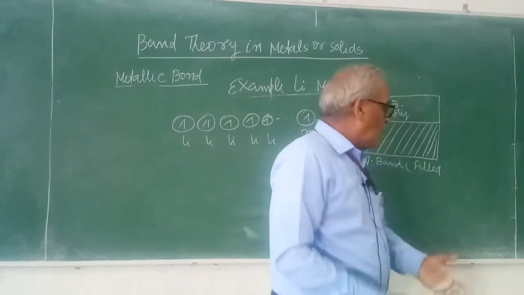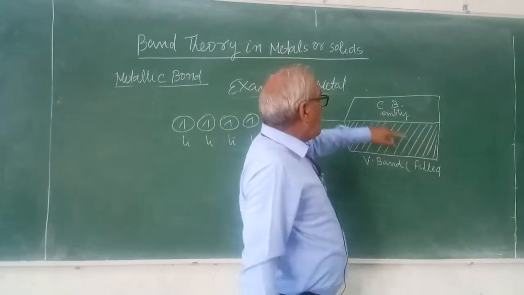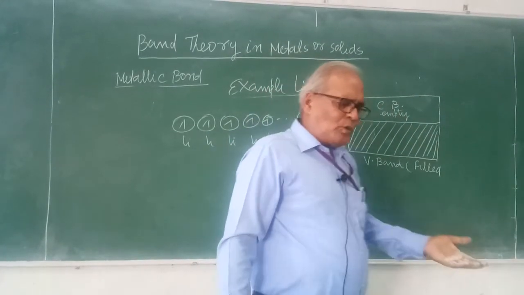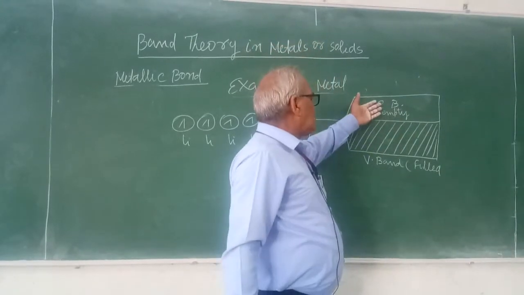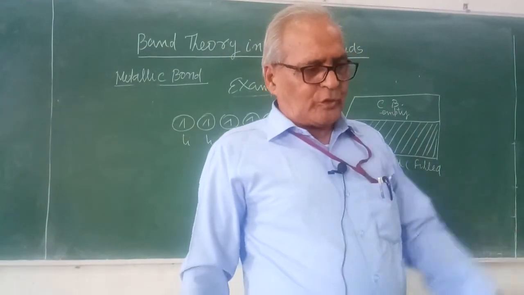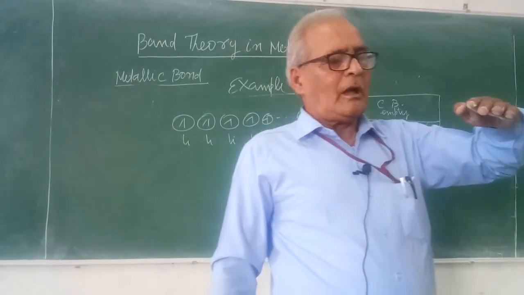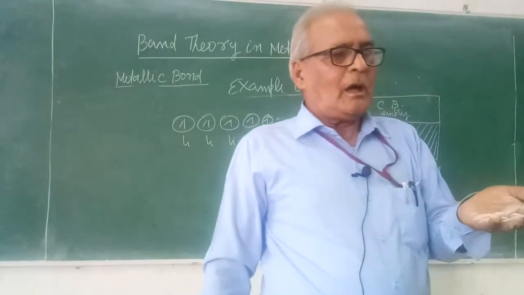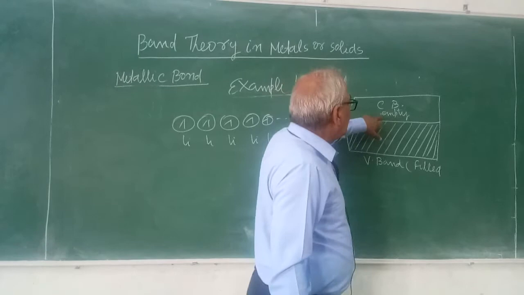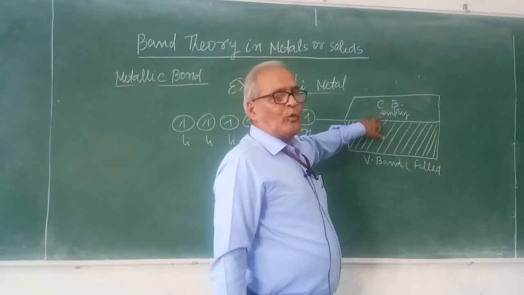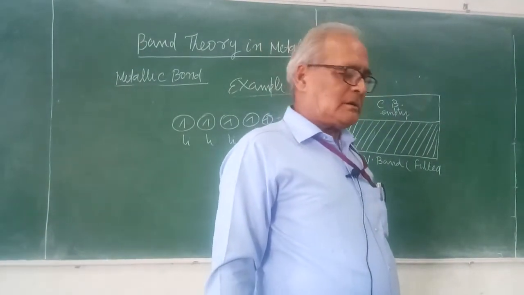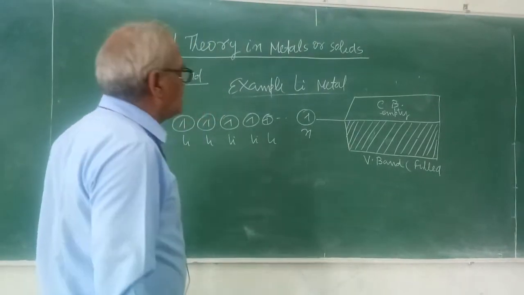Just see, in case of lithium, there is no gap between the conduction band and the valency band, and therefore it behaves as a good conductor. Almost in all metals, the conduction band is just above the valency band. So you can say the filled upper part of the valency band is near to the conduction band. Suppose in case of band formation, there is a gap between the conduction band and the valency band. This can also be explained in this way.